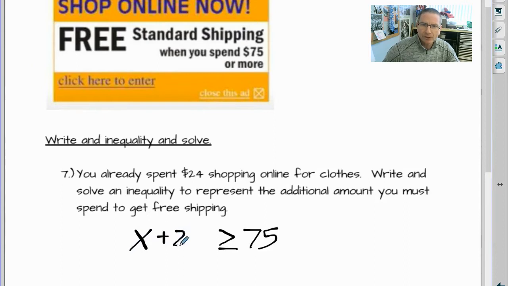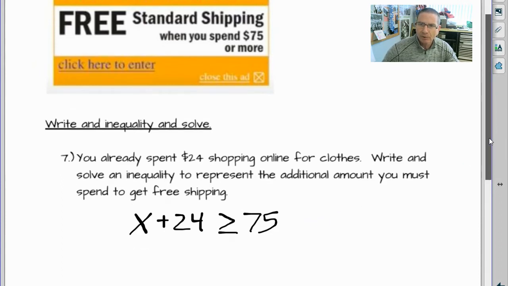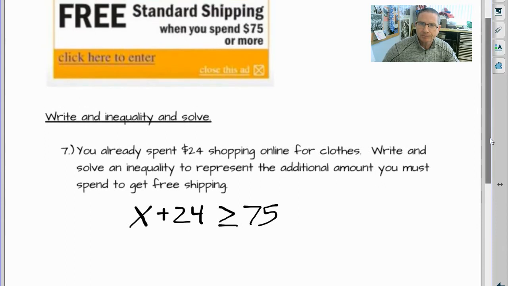I've already spent 24. So basically, if I subtract the 24 from the 75, that'll tell us how much more. But this is the inequality that we would write for that problem.